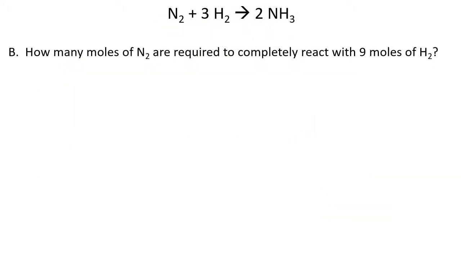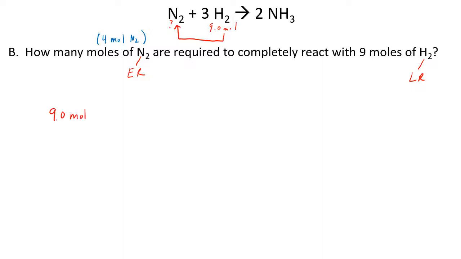Part B says how many moles of nitrogen are required to react completely with the 9 moles of hydrogen. We just figured out that hydrogen was our limiting reactant and nitrogen was our excess reactant. Initially, we started with 4 moles of our nitrogen, but we know that not all of them are going to react. There's going to be some left over. We want to figure out how much nitrogen is actually going to react in this problem with all 9 moles of our H2. This time we're going to start with our 9 moles of hydrogen, but we're going to work to our other reactant, which is our nitrogen, and find out how much will react.